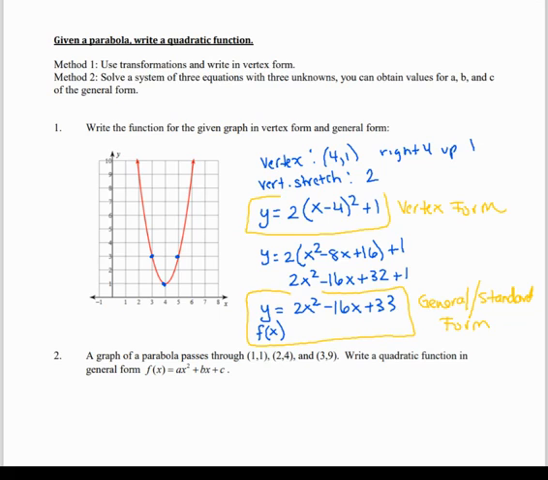Okay, so when you're given a graph, I would certainly start with vertex form and then rearrange to standard form. Same deal, if I had just said write it in standard form, don't get nervous. Start with vertex form and then rearrange.